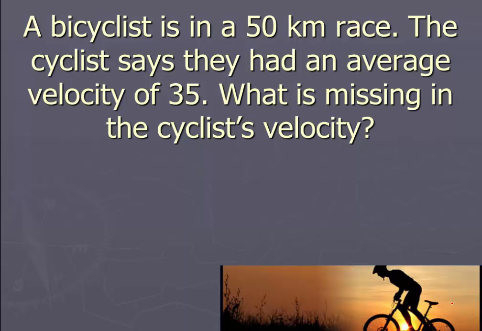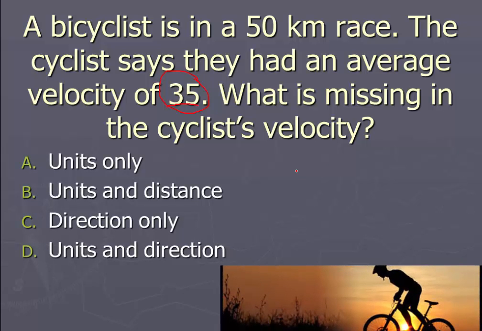So a bicyclist is in a 50-kilometer race. The cyclist says that they have an average velocity of 35. What is missing in the cyclist's velocity? So all they're saying is that they have a velocity of 35. But what else are they missing? Well, first you can say, okay, it's 35 what? So we have to have some sort of units. So any of these that don't say units, we can get rid of. So we can get rid of C.